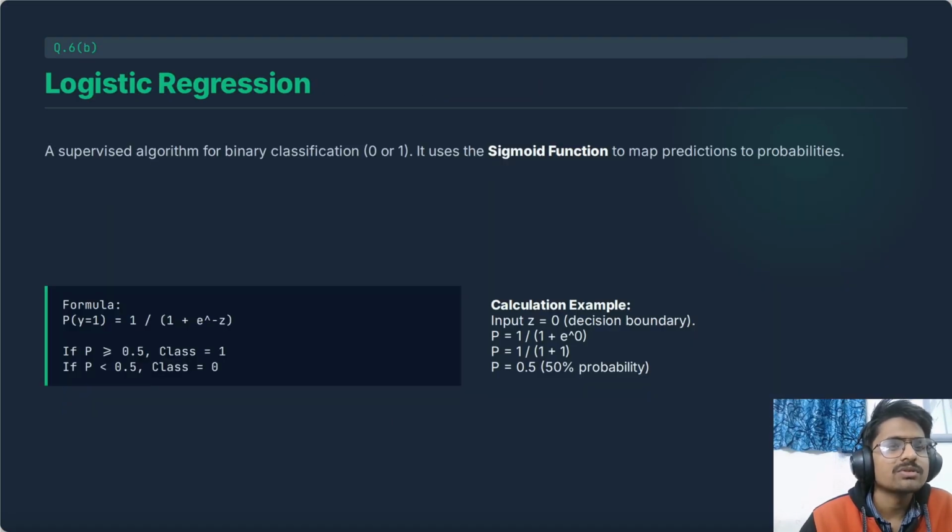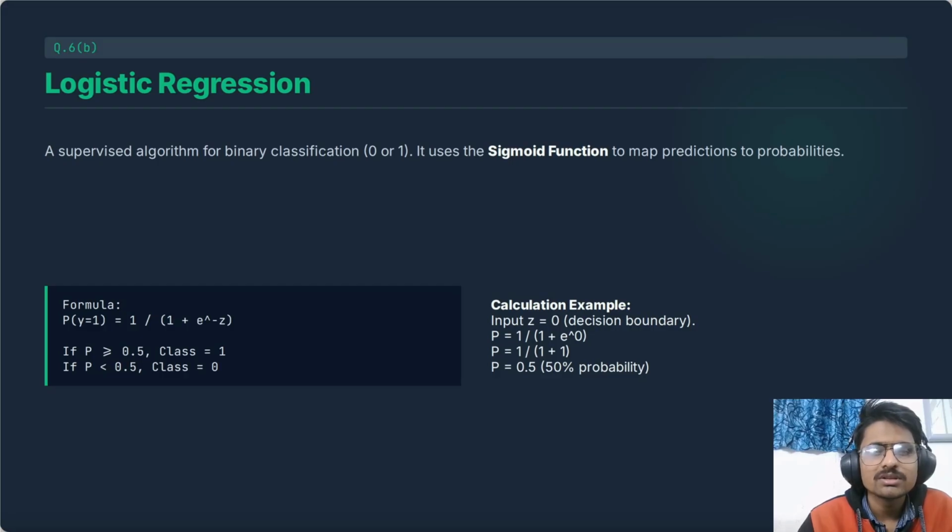So part B of question number 6 is logistic regression. A supervised algorithm for binary classification, 0 or 1. It uses the sigmoid function to convert predictions to probabilities. So here is the formula. P of y equals 1 is equal to 1 divided by 1 plus e to the power minus z. If p is greater than 0.5, then class is equal to 1, and if p is less than 0.5, then class is equal to 0.